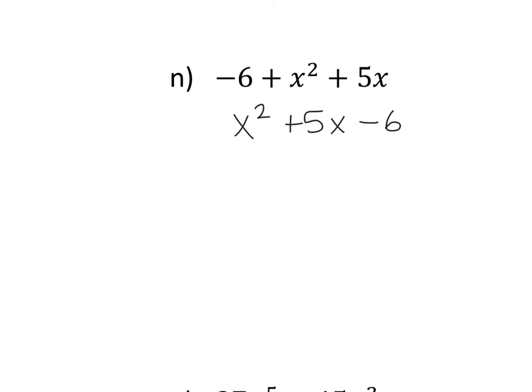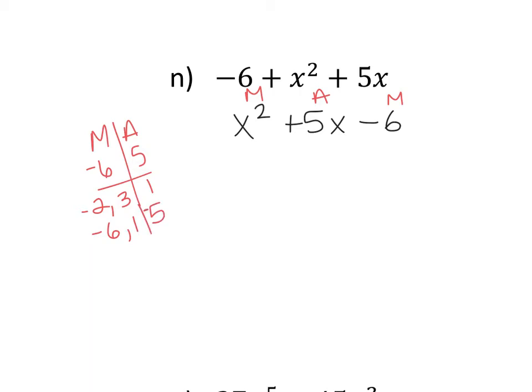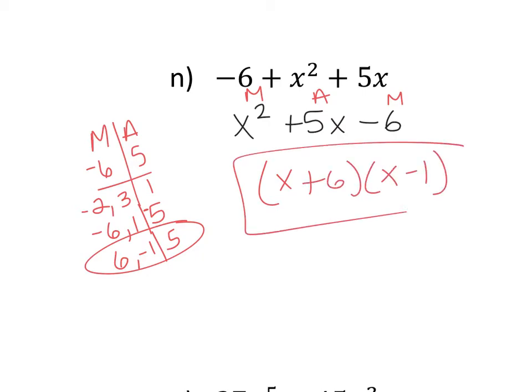Now that I've rewritten it, I cannot pull out a GCF. It's a trinomial, so I need to check for MAMA. M is negative 6, A is 5. Negative 2 times positive 3 gives us positive 1, so that doesn't work. Negative 6 times positive 1 gives us negative 5. Okay, so positive 6 and negative 1 would give us that positive 5. So this is x plus 6, x minus 1. And we used MAMA.